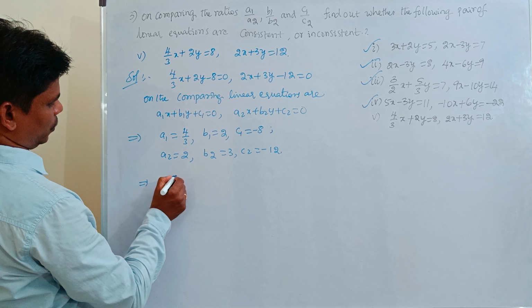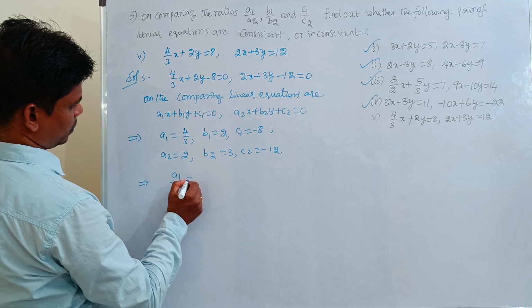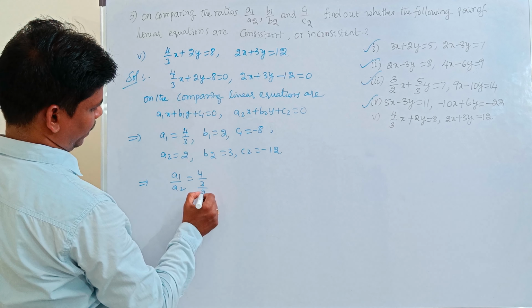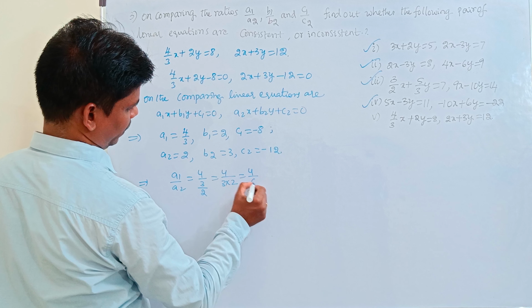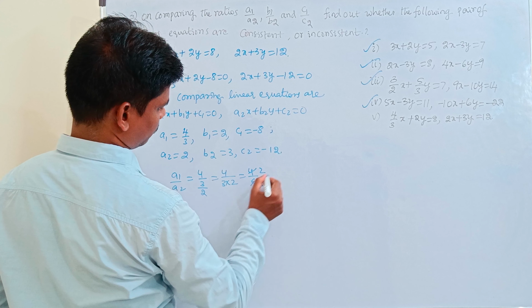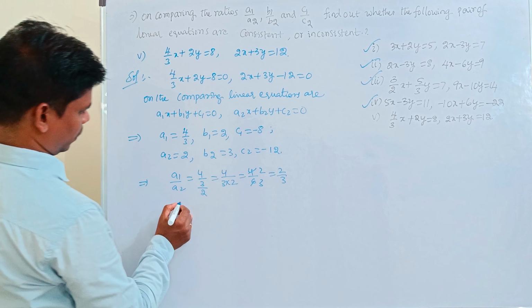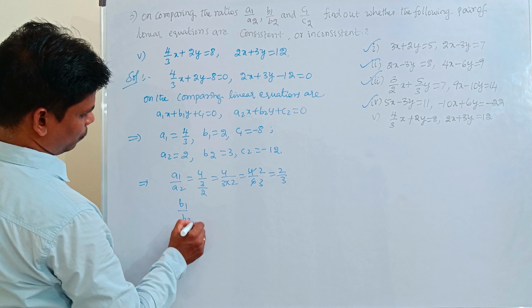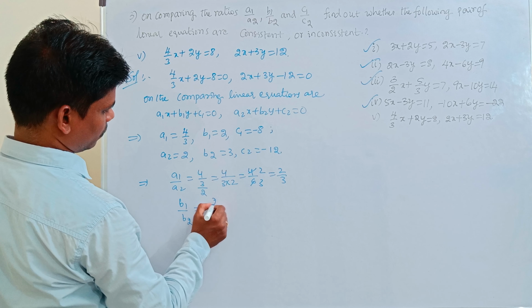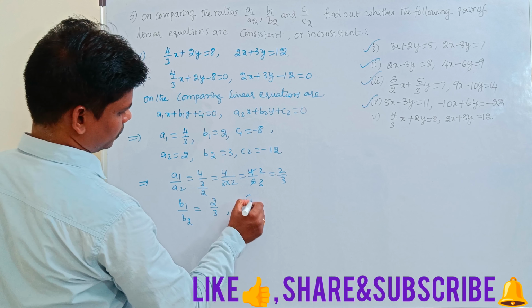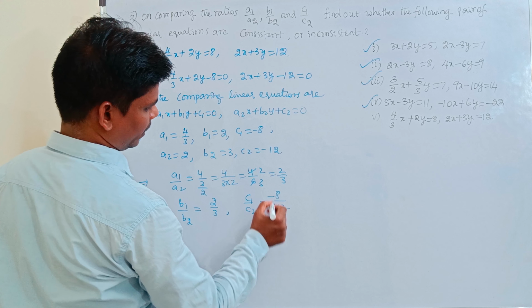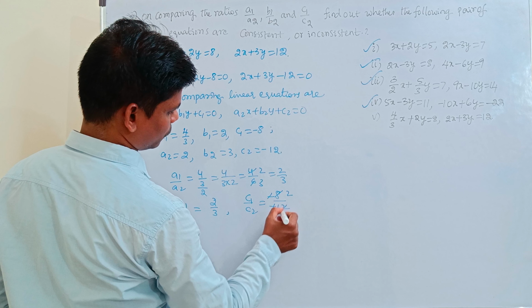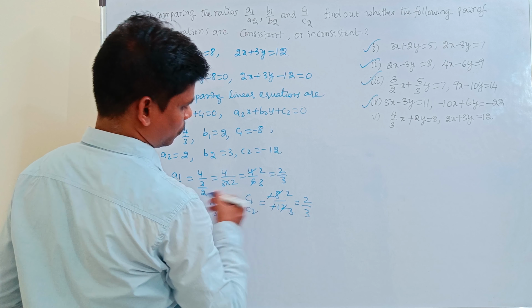And next, take the ratios. a1 by a2 is equal to 4 by 3 by 2. So 4 by 3 into 2, that is 4 by 6, which is 2 by 3. Next, b1 by b2 is equal to 2 by 3. Next, c1 by c2 is equal to minus 8 by minus 12. The minus signs cancel, 4 twos are 8, 4 threes are 12. That is equal to 2 by 3.